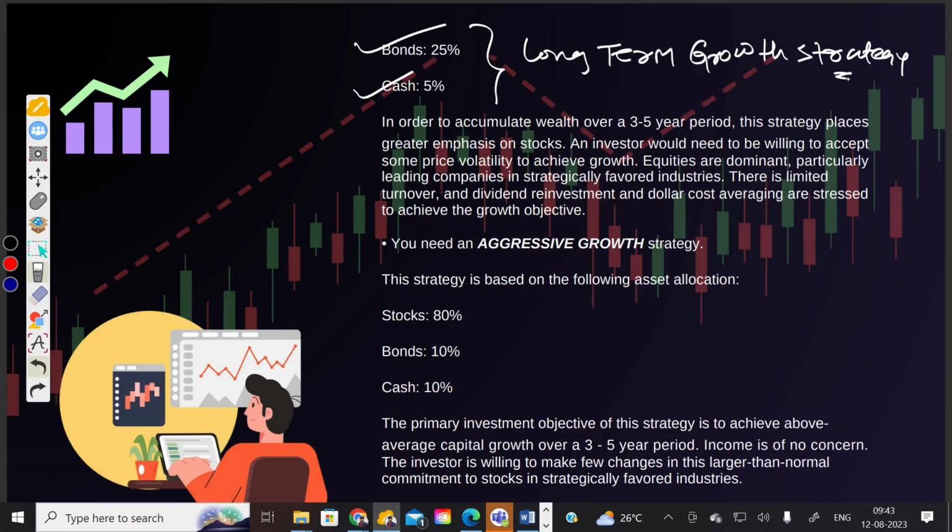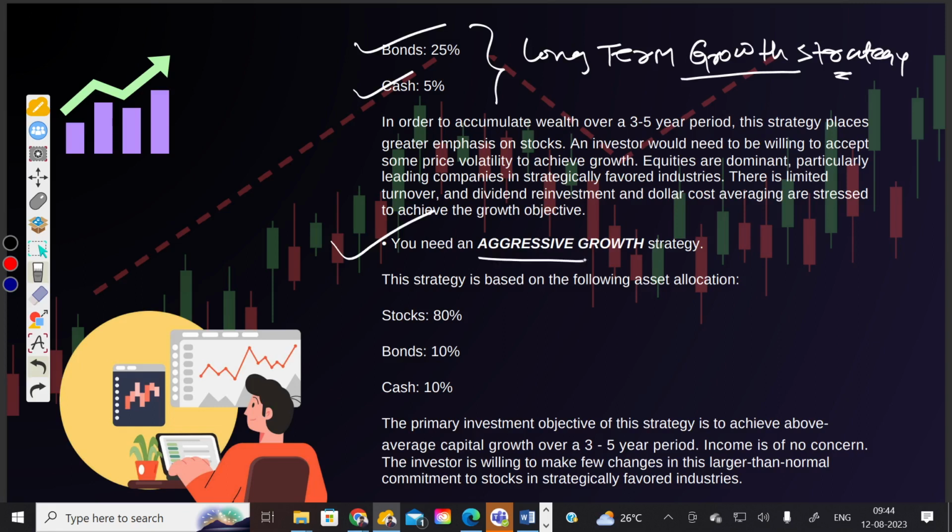Why growth? Because the stock market provides significant growth and the bond market provides moderate growth. Because the bond market offers interest payment, right? 7 to 8% interest payment on an annual basis. But stock markets, that depends. Even if 2 to 3 stocks perform well in your portfolio, you can still generate 20 to 25% returns on a yearly basis. All right. So another strategy, if you see, aggressive growth strategy. Aggressive growth.